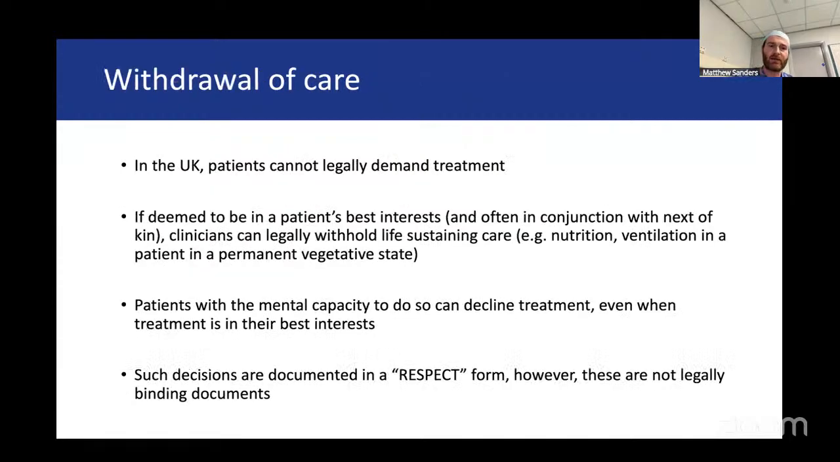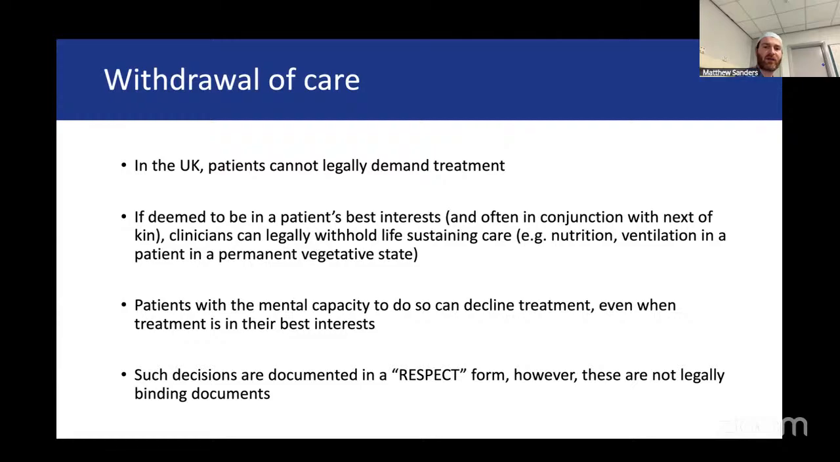In the UK, patients are not legally able to demand treatment. Now, that has implications for when patients are at the end of their lives and clinicians are determining whether withdrawal of care or sustaining care is in the individual's best interests. So if it is deemed to be in the patient's best interest, and this is almost always in conjunction with the next of kin, clinicians are legally empowered to withhold life-sustaining care, such as nutrition and ventilation, in patients who are in a permanent vegetative state. This was established in the UK Supreme Court back in 2018.